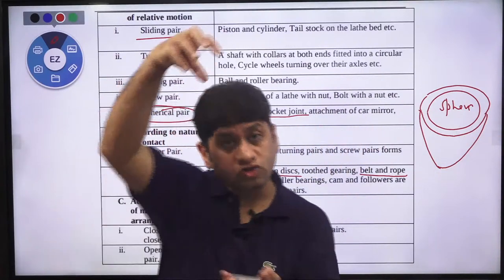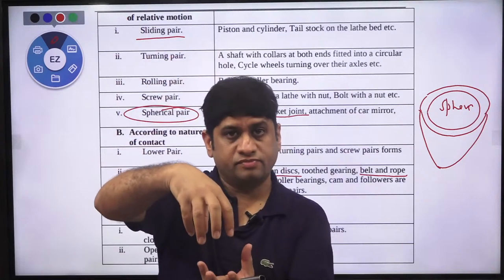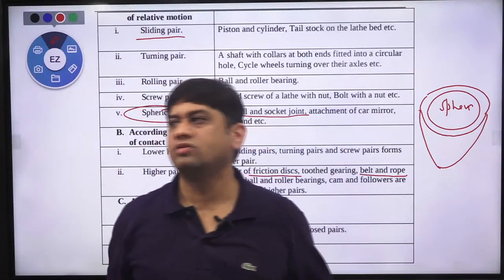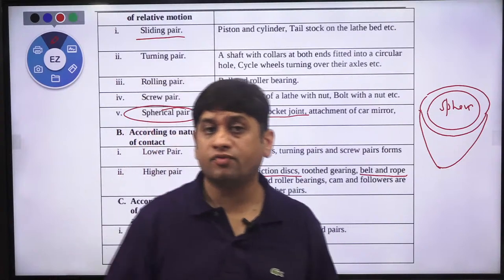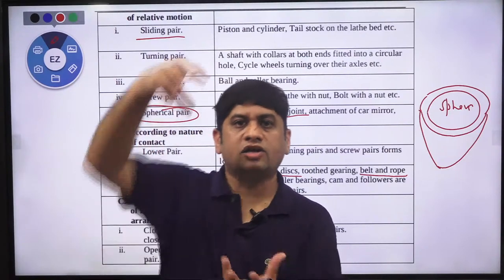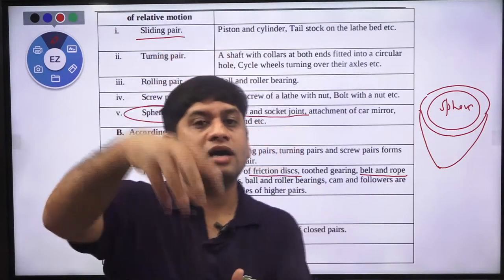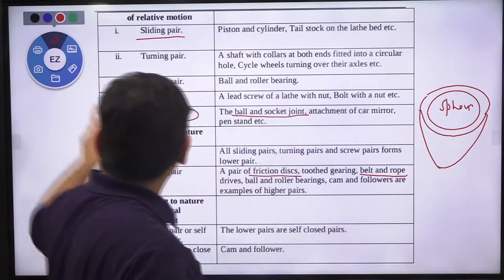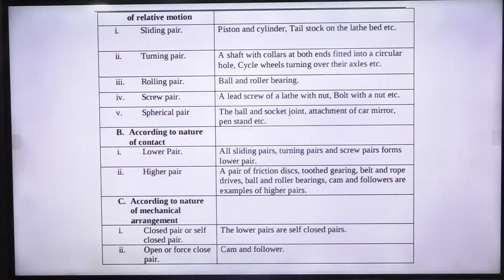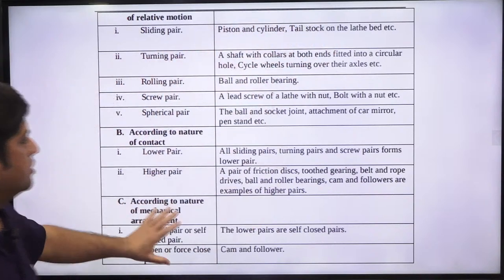If I take a ball and put it in the sand, immerse it inside the sand, visualize what kind of contact is there: area contact or point contact? I take a ball and put it in the sand, right Shivani? So that is a lower pair, ball and socket joint. So that will be a lower pair. Sometimes he'll ask you about the tail stock. So this is a little important direct question.